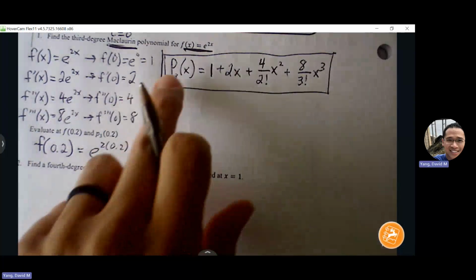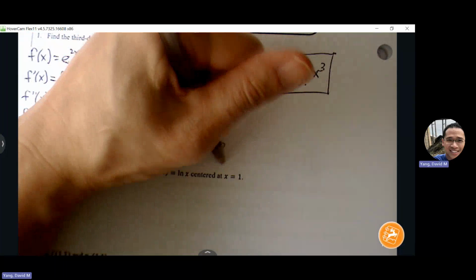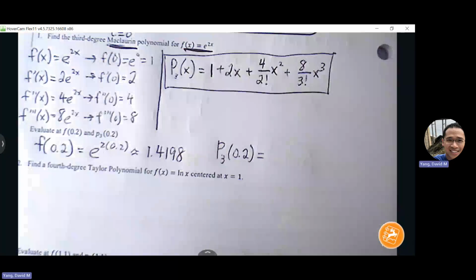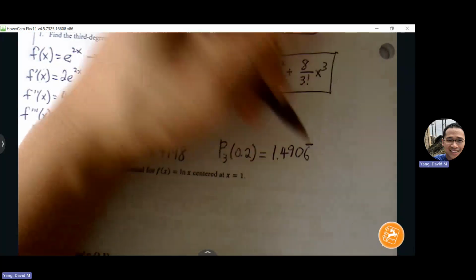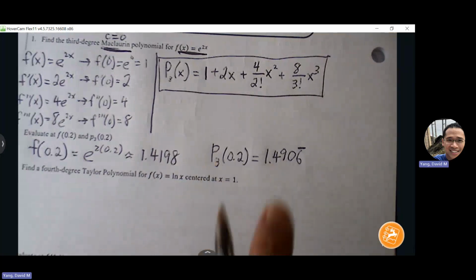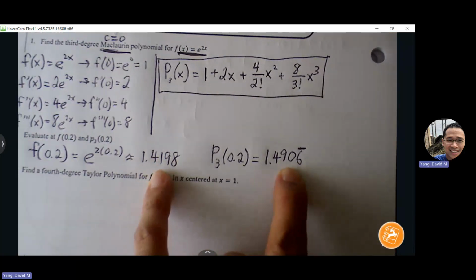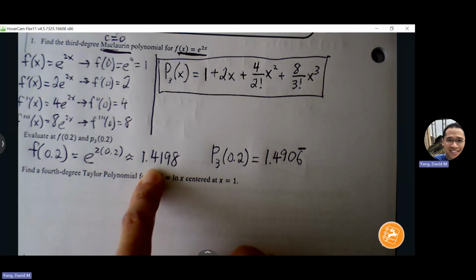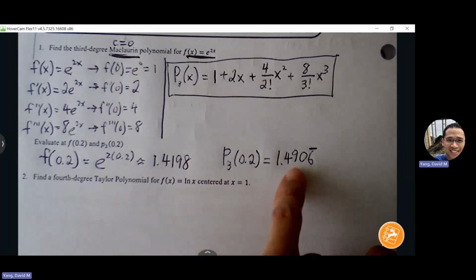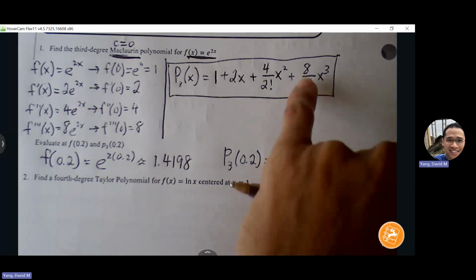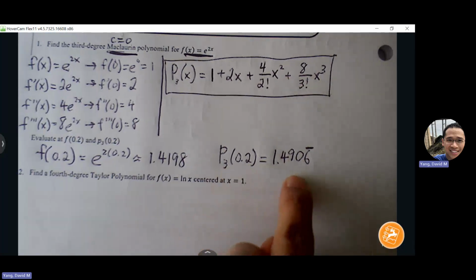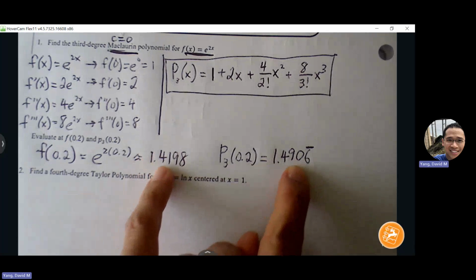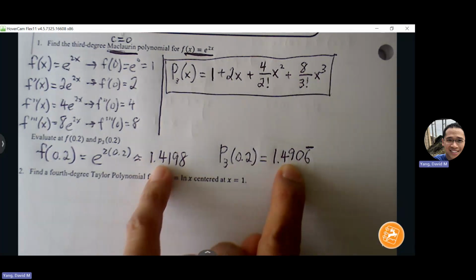Meanwhile, if I were to plug a 0.2 into the third degree Taylor polynomial, I'll do this so that you guys don't have to do the math, it ends up being 1.4906 repeating. So this is only an approximation, but it's doing a pretty good job. It's pretty close. The actual y value is 1.4198 at 0.2, but the polynomial gives 1.4906 repeating. Obviously, if we were to add more information, 4th, 5th, 6th degree, then we can expect this approximation to be even closer, or even more accurate relative to the exact value.